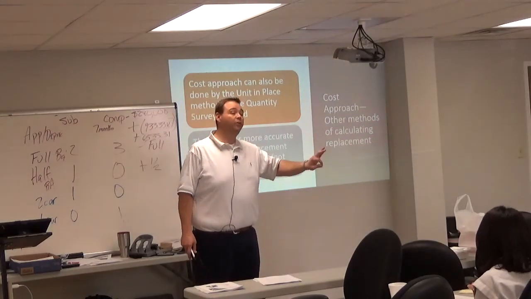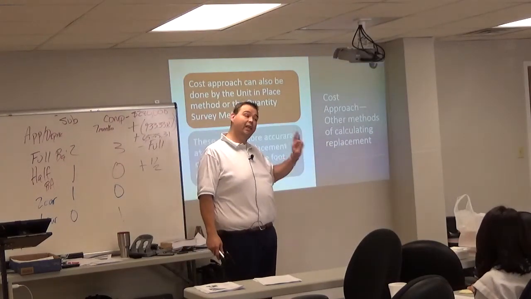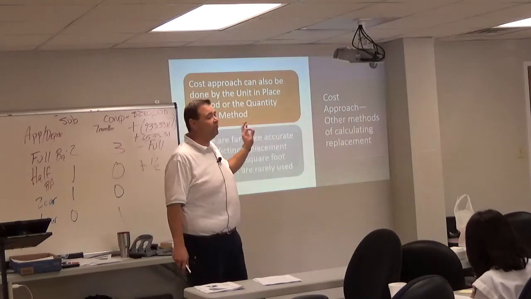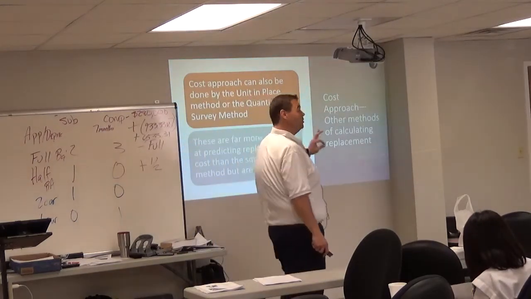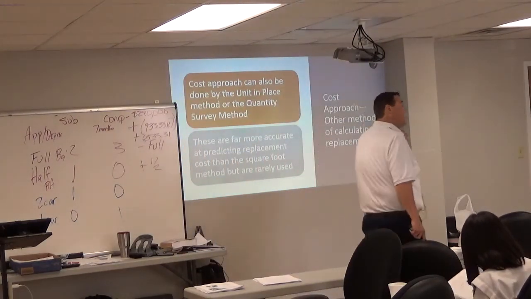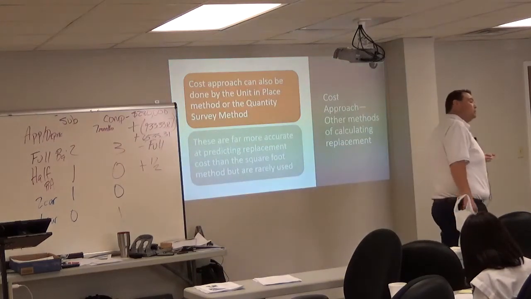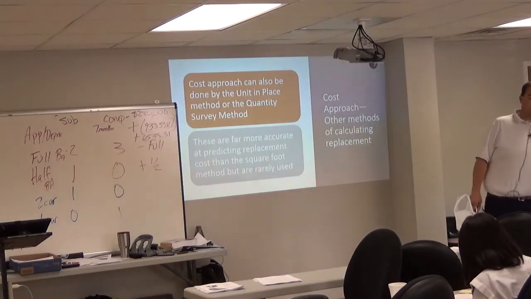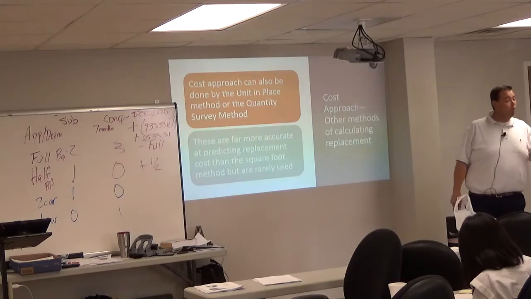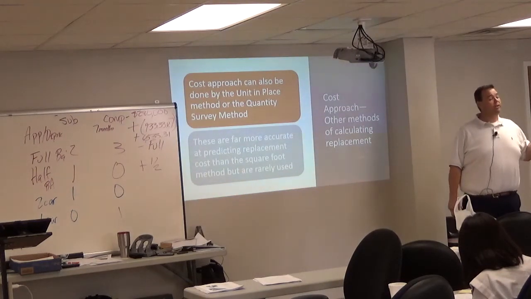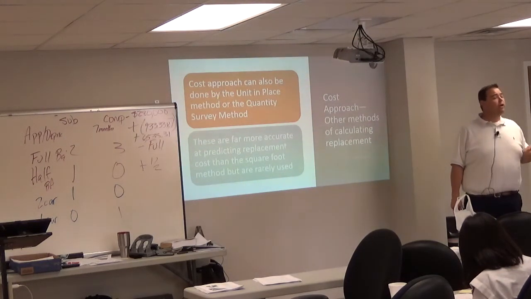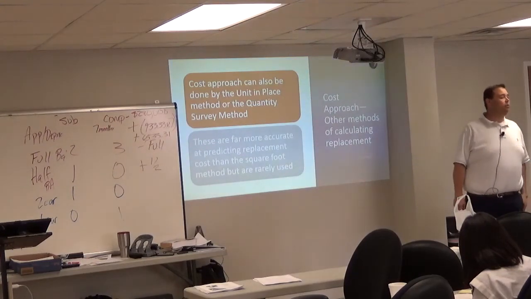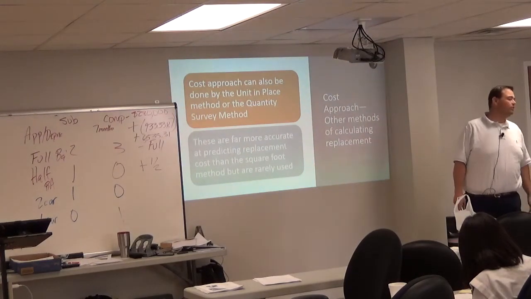Replacement cost got nothing to do with the CMA. A CMA is the sales comparison approach. We are not talking about the sales comparison approach. We're talking about the cost approach. The most common way of determining replacement value is the square foot method. There are more accurate ways, the quantity survey and the unit in place, but we don't use them very often because with accuracy comes, quite honestly, just being a pain in the ass.